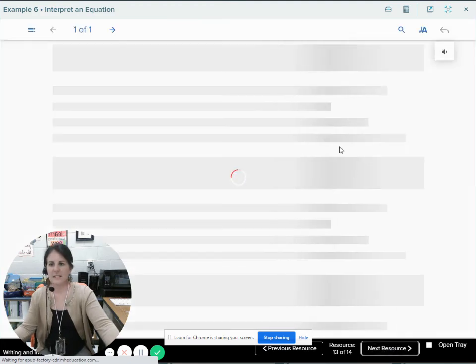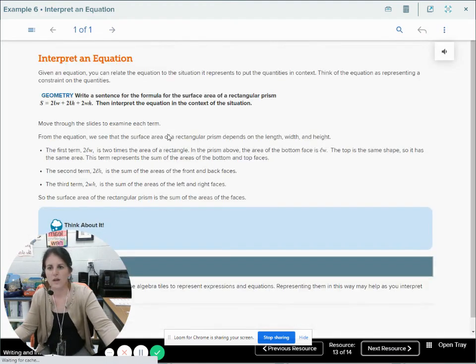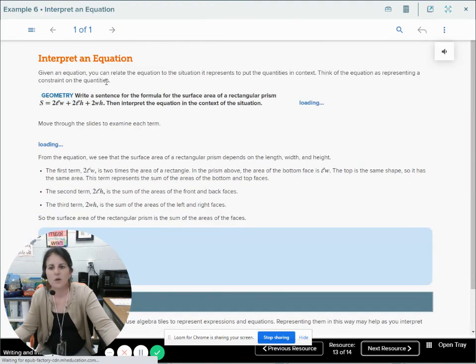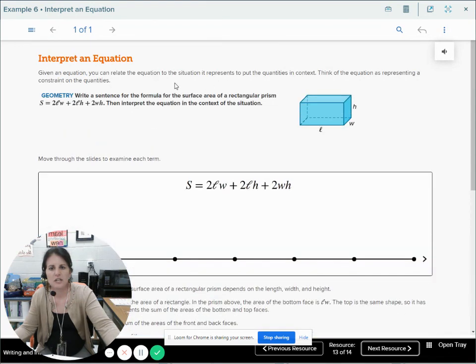All right, last example, interpreting an equation. Given an equation, you can relate the equation to the situation it represents to put the quantities in context. Think of the equation as representing the constraint on the quantities. So write a sentence for the formula for the surface area of a rectangular prism.